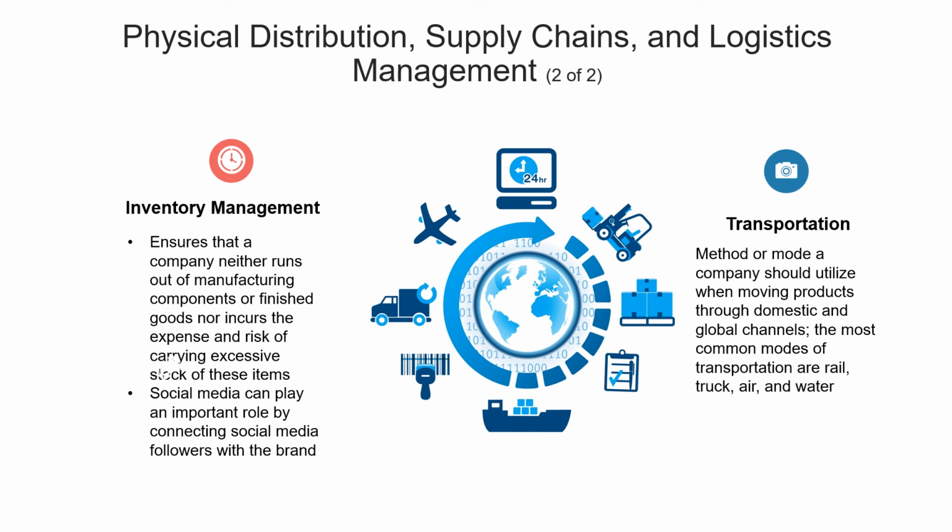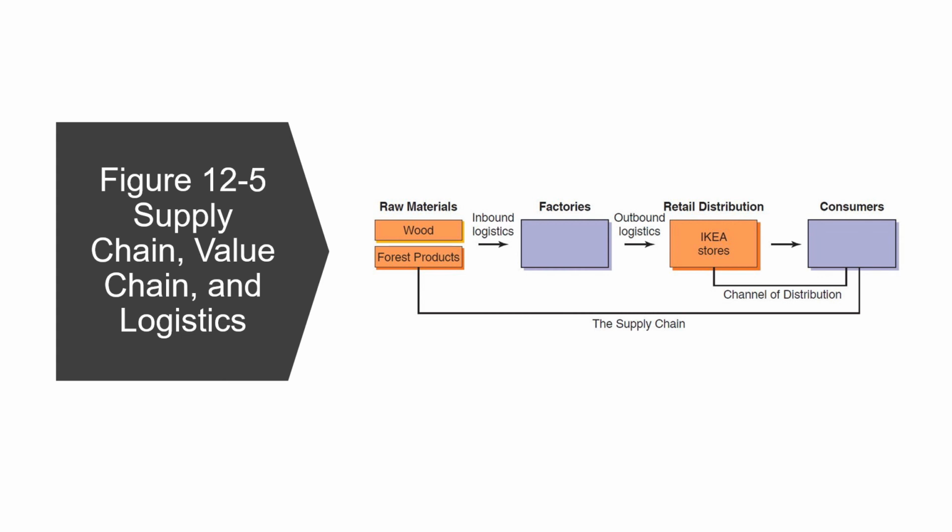Transportation: the mode or method a company should utilize when moving products through domestic and global channels. The most common modes of transportation are rail, truck, air, and water. Figure 12.5 illustrates some of the supply chain, value chain, and logistics concepts.